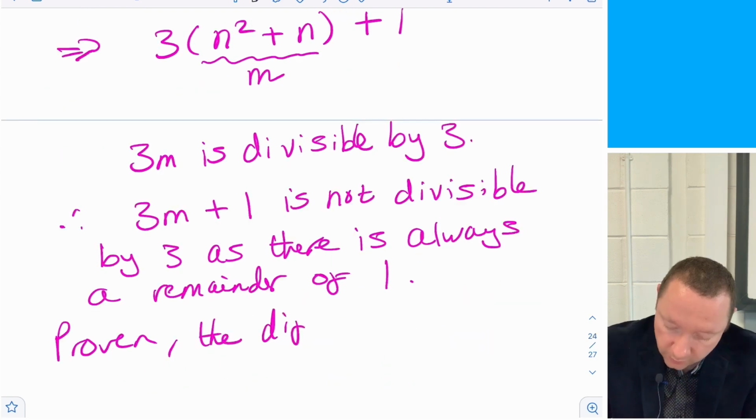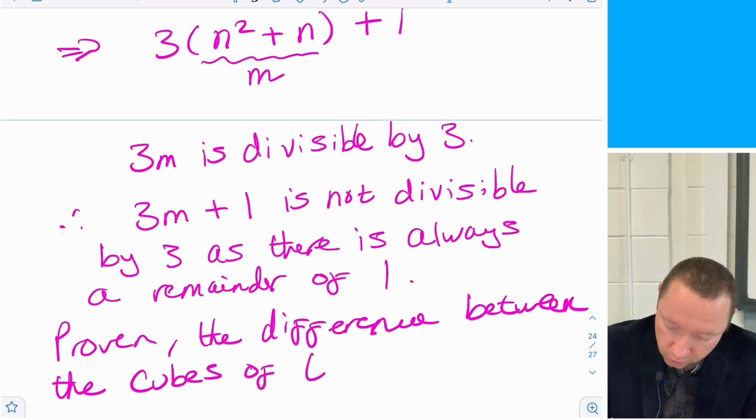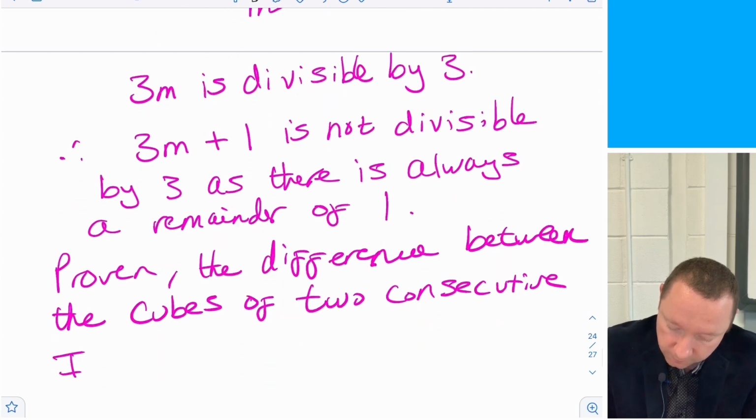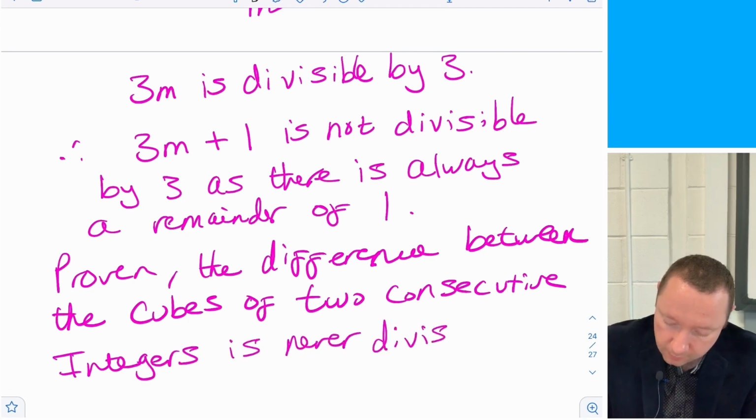The difference between the cubes of two consecutive integers is never divisible by 3. Done.